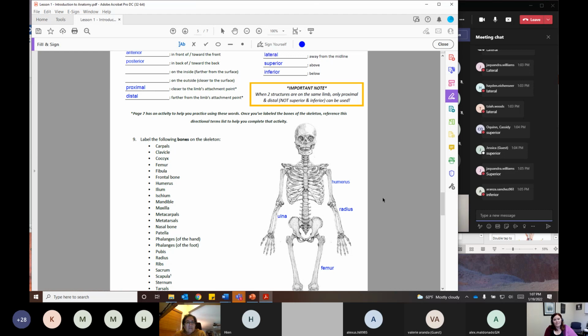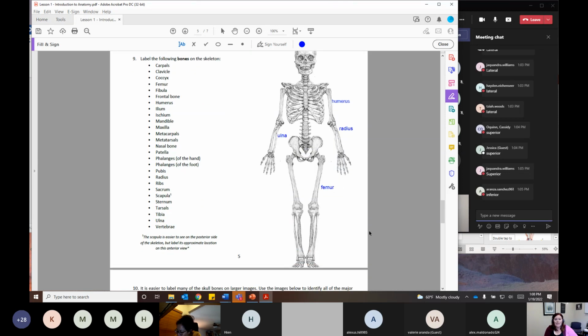So when I'm comparing the humerus to the radius and the ulna, I would say that the humerus is proximal to the radius and the ulna. It's closer to the shoulder, closer to the attachment point. The radius and the ulna are distal to the humerus. They're farther from the attachment point. They're farther from the shoulder.